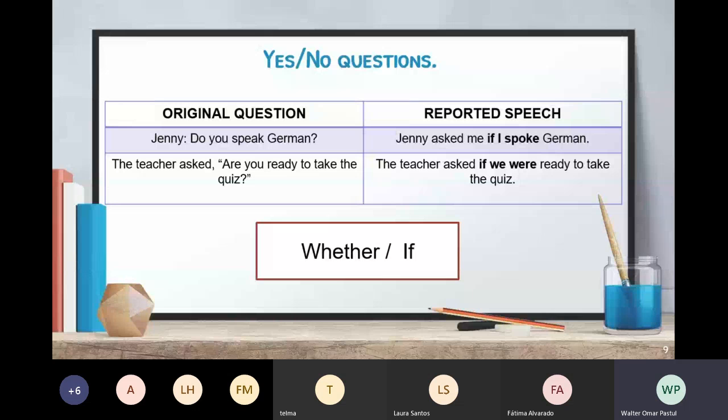So you see how we report, do you speak German? And then in the other one, we have the name of the person, the verb asked, me, because it's the object. And in here, we can use the word if or whether. Both can be possible. Whether or if, both mean the same. So you can say the teacher asked me whether we were ready for the quiz. Is it clear?